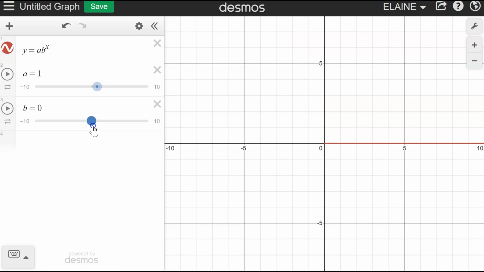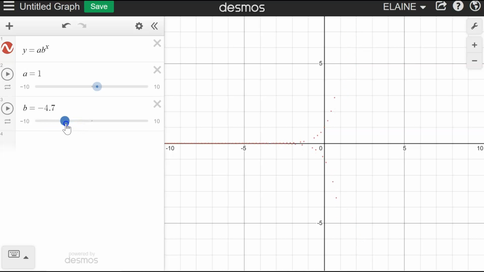So B can't be 0, and B can't be less than 0, because we want a curve, we want a solid curve. None of this works. These are not exponential functions. We already recognize the graph. This is not the graph of it.